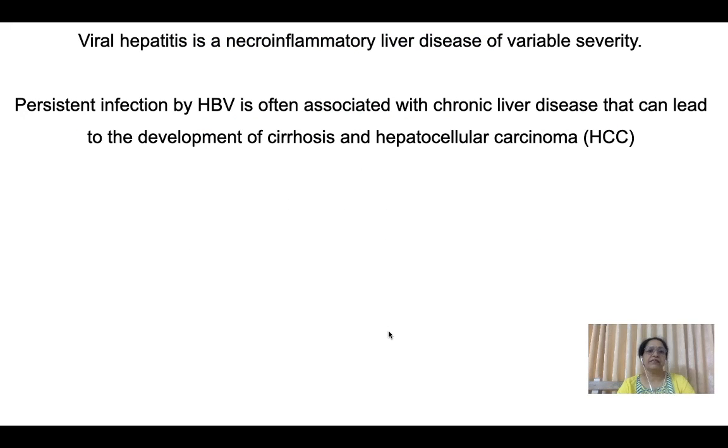Viral hepatitis is a necroinflammatory liver disease. That is, there is inflammation and necrosis of hepatocytes, and it is of variable severity, that is, in the milder form or in the acute and chronic form. Persistent infection by HBV is often associated with chronic liver disease that can lead to development of cirrhosis and hepatocellular carcinoma, that is cancer of the liver.